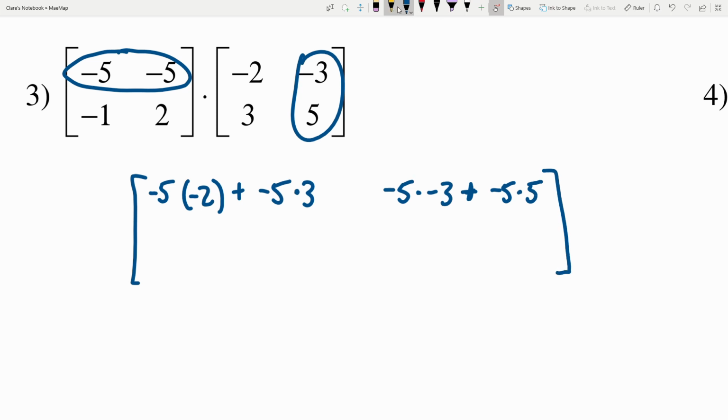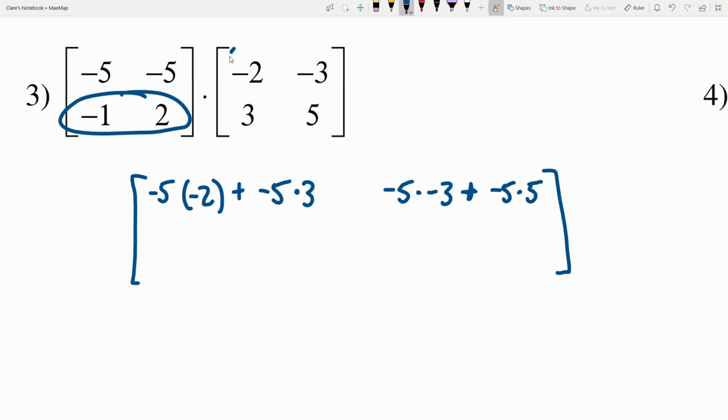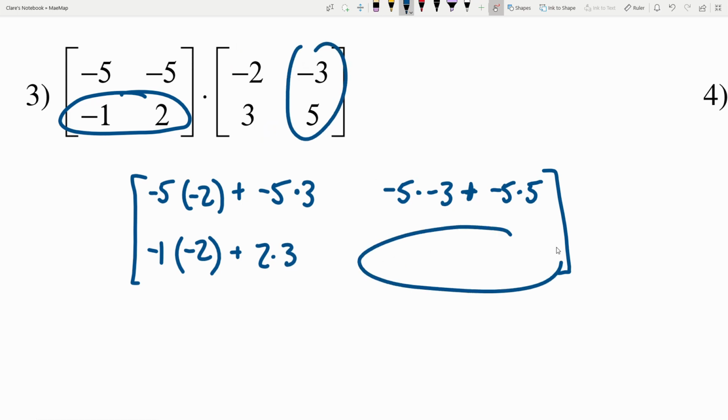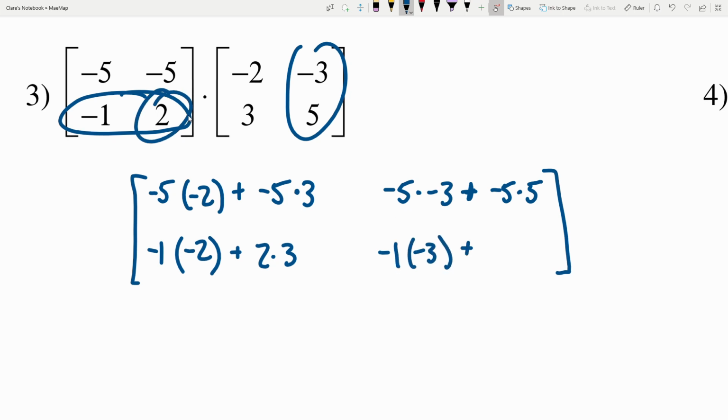So I've completed my first row. Now I'll move on to my second row. Negative 1, 2, I'll dot that first with my first column, negative 2, 3. So I'll have negative 1 times negative 2, doing the first numbers in each, and then I'll add that to multiplying the second numbers, 2 and 3. Now I'll do second row, second column to get that entry. So multiplying the first numbers together, negative 1 times negative 3, and then adding that to the second numbers multiplied together, 2 and 5.